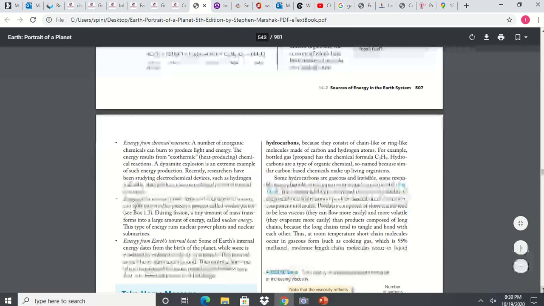Energy from nuclear fission. And again, these are nuclear power plants. We're taking atoms and breaking them apart and using the energy that's released to heat up water, and that water runs a generator and that produces electricity.